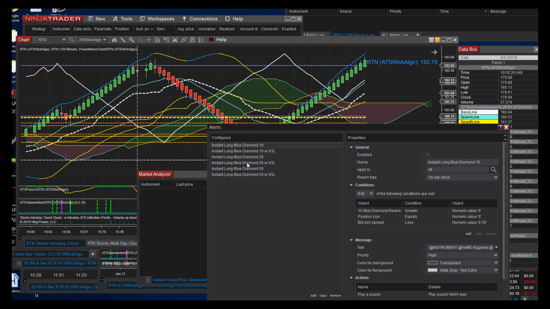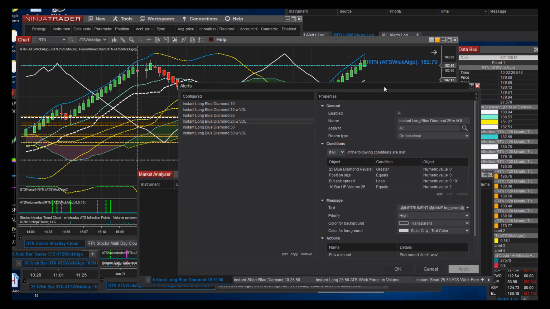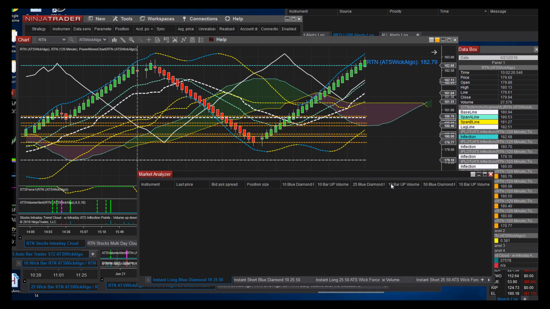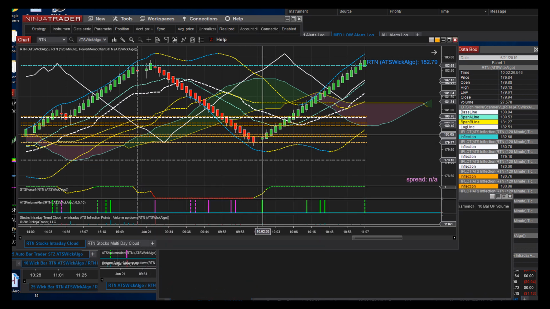And if it's set for the reversal candle with volume, it will only take it if it's with volume. So, what's with volume? That's this candle reversal. That's a blue diamond reversal. And if it doesn't have a 10 bar high volume right here, it won't take the trade. It's set when this closes, so it's instantly right here.